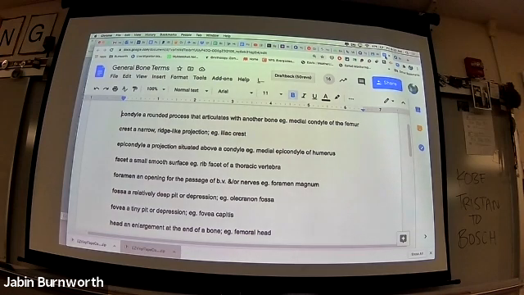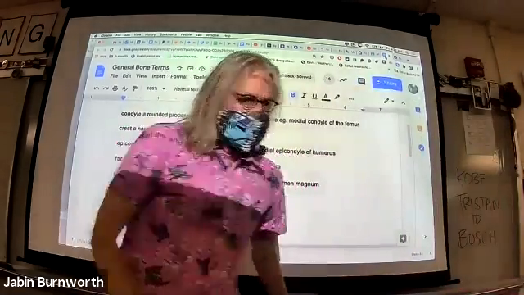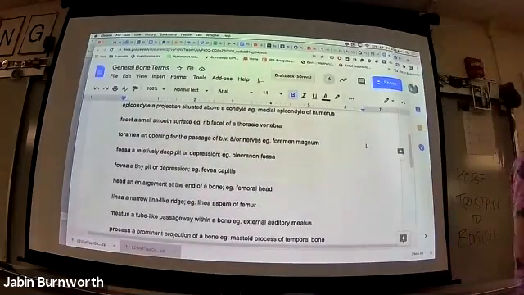Okay, so all these little nubbins, all these little things on your bones, are for ligaments, muscles, and tendons to insert into. That's how they attach. I can't flex my arm unless there was a point for my bicep to insert into that bone. Foramen is an opening for the passage of a blood vessel or nerves.